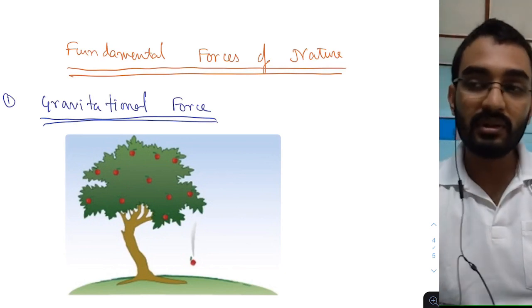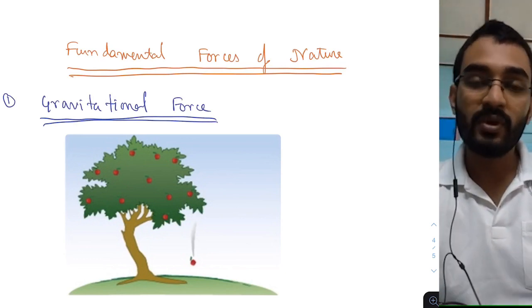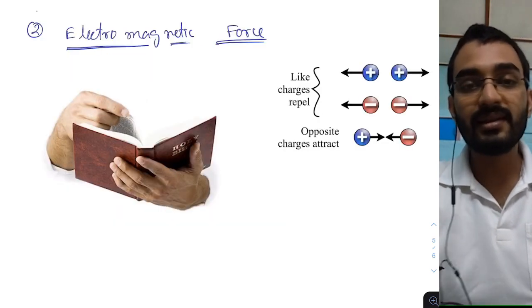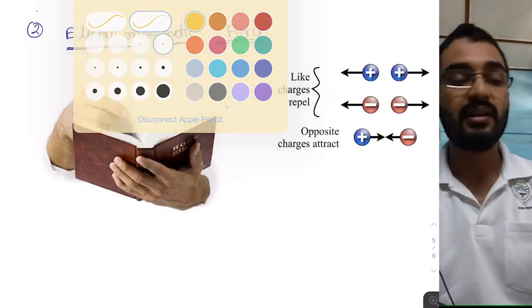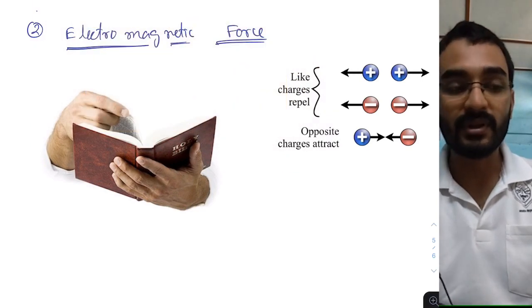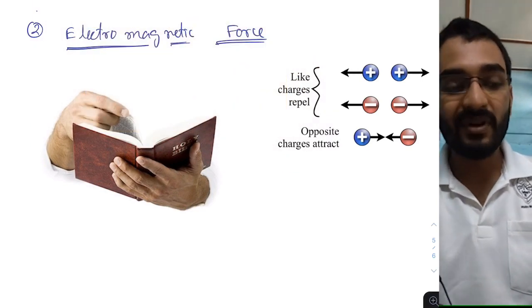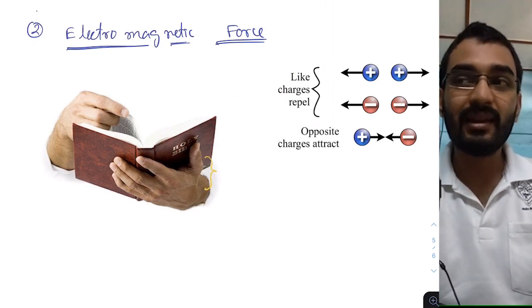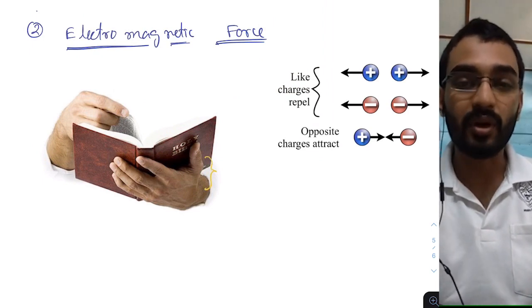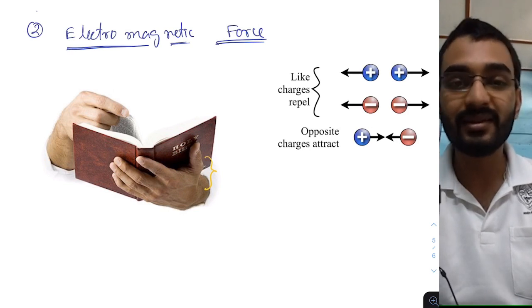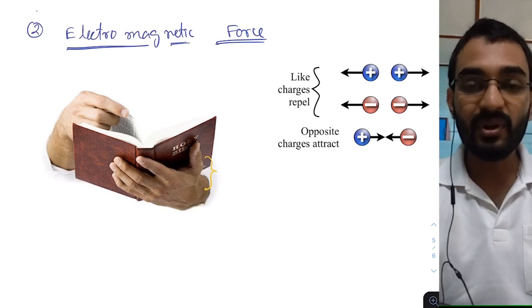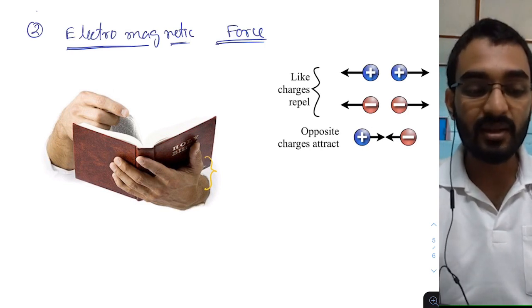Gravitational force also defines the motion of the moon around the earth or the motion of planets around the sun. All these things are defined by the gravitational force. Now let us see what the electromagnetic force is. Electromagnetic force is between charged particles. By charged particles, we mean particles like electrons and protons. Electrons we know are negatively charged, and protons are positively charged.